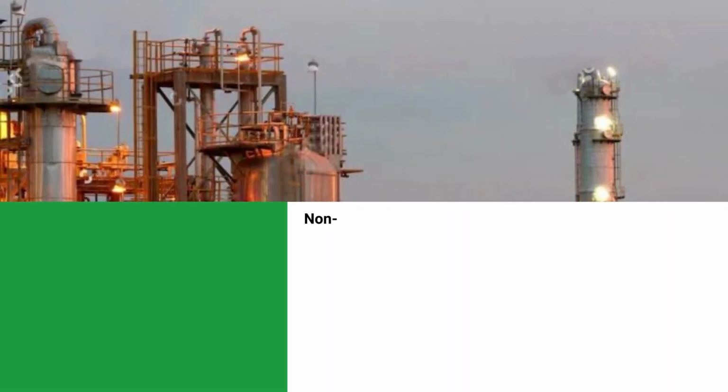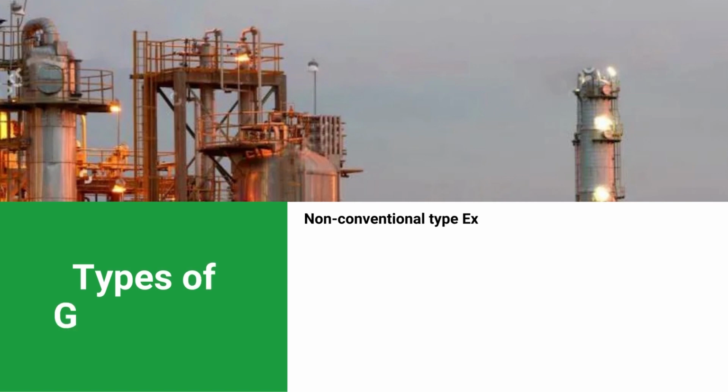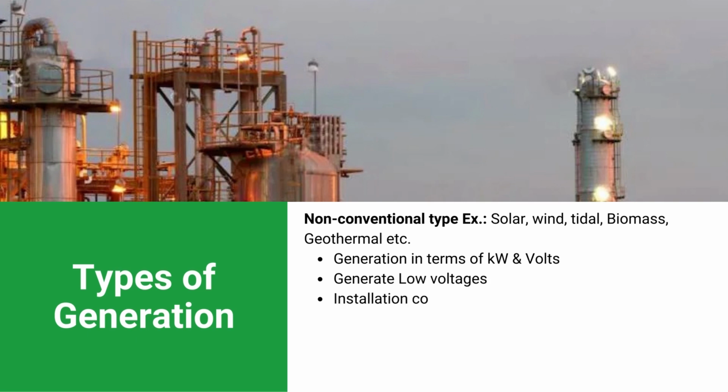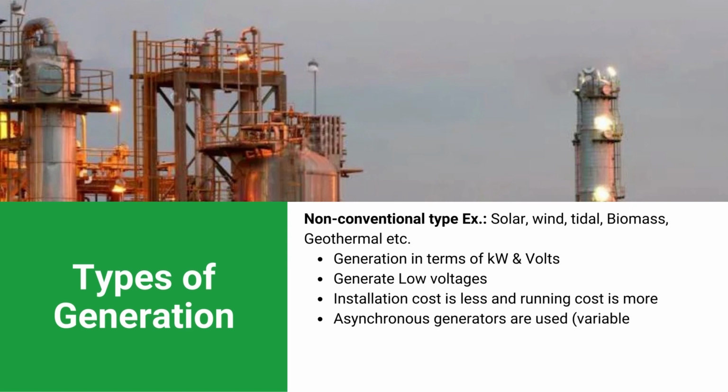Now let us discuss a bit about non-conventional type, for example solar, wind, tidal energy, biomass, geothermal, etc. Its generation is in terms of kilowatt and volts. It generates low voltages. Installation cost is less and running cost is more. Its synchronous generators are used at variable speed, for example induction generators. There is no question of transmission of the power; it is only connected to the distribution of power.